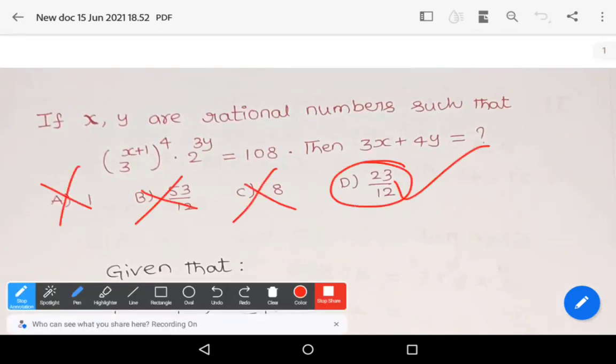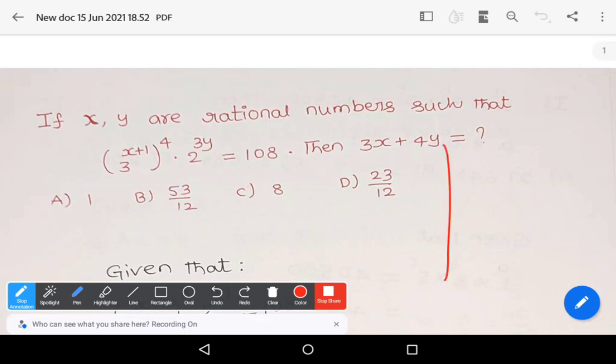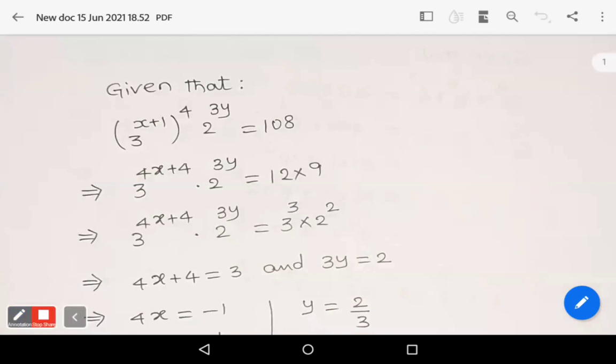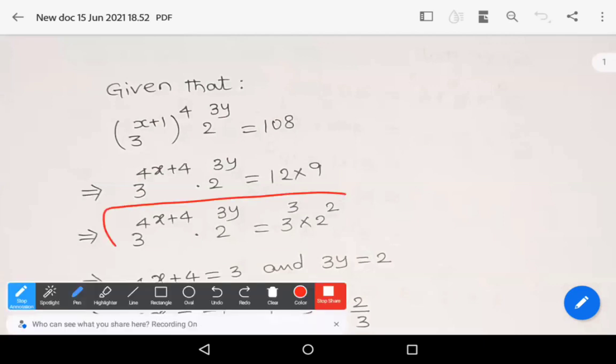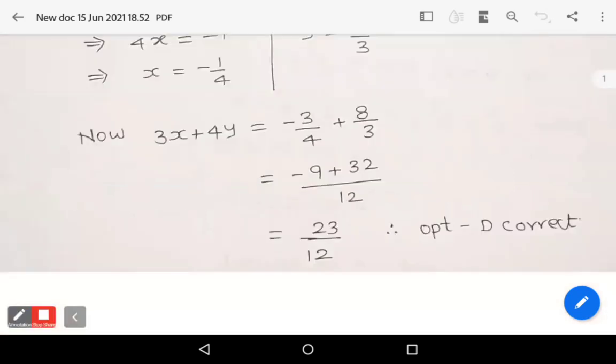You have to observe here the exponents. That is the important fact here. You have to simplify like this. If bases are equivalent, then exponents are also equivalent. Right. Let us solve the next problem.